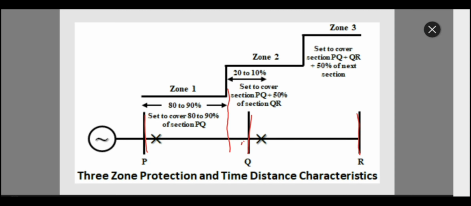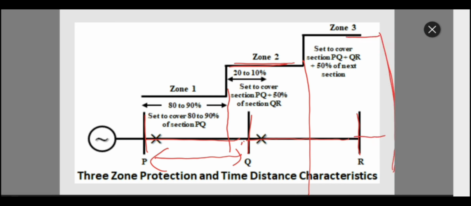To avoid this, we give 80% of the transmission line protection in zone 1. In zone 2, we cover 100% plus an additional 20%. In zone 3, we cover 100% plus 100% of the adjacent line plus 20%. So in zone 3, we cover this. So we give different zones in the protection of the transmission lines.